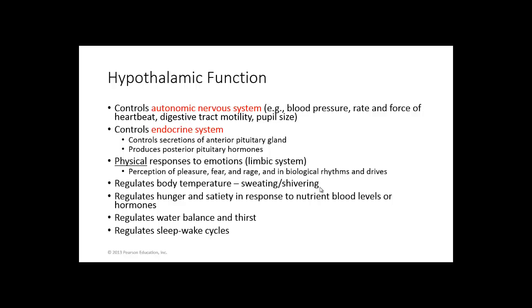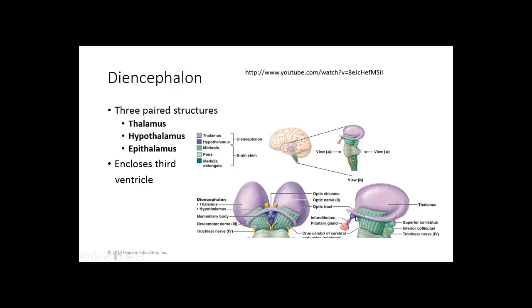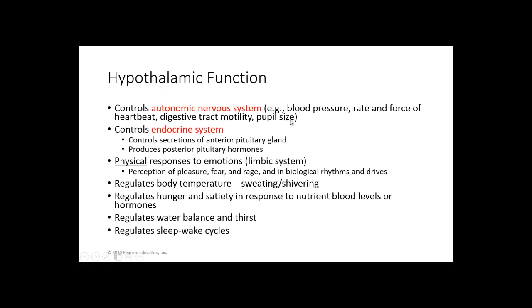The hypothalamus is part of the diencephalon that lies below the thalamus. So if we look here in this diagram, the hypothalamus is this region below the thalamus. Right here is another diagram of the hypothalamus, just this region below. And it is very important for homeostasis. It's a major controller of the autonomic nervous system, so your blood pressure, heart rate, digestive tract motility, size of your pupils, all controlled by the autonomic nervous system.